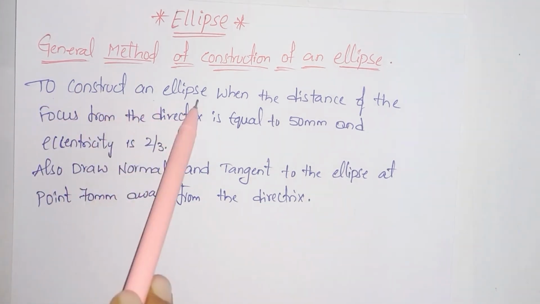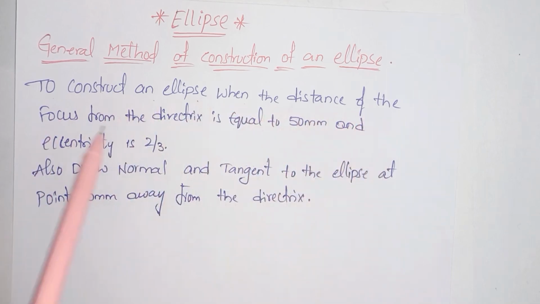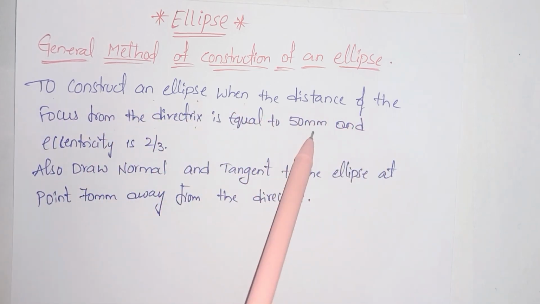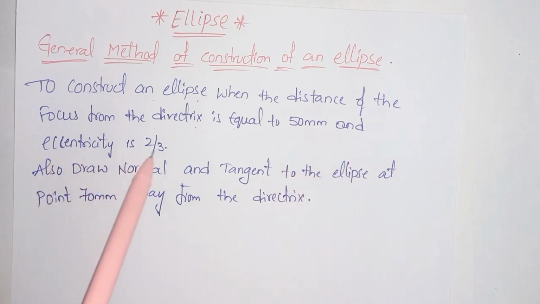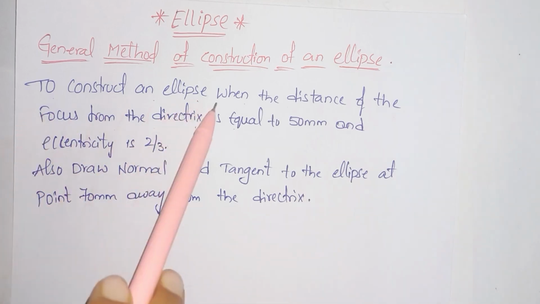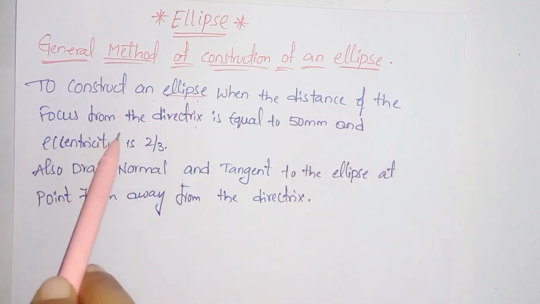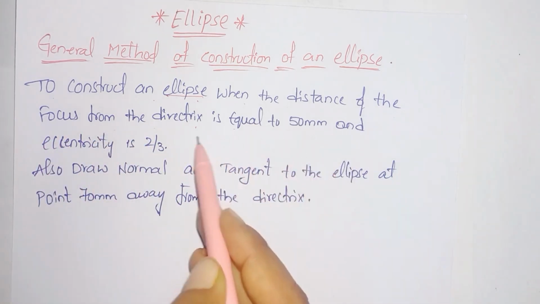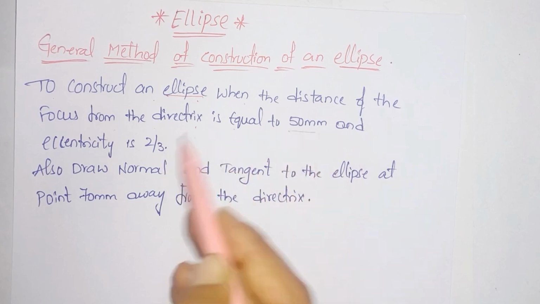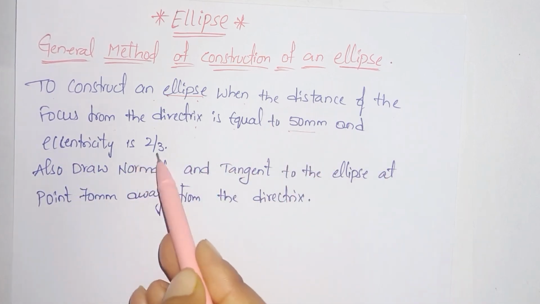To construct an ellipse when the distance of the focus from the directrix is equal to 50 mm and the eccentricity is 2/3. Also draw a tangent and normal to the ellipse at a point 70 mm away from the directrix. So, the construction of the ellipse: the distance from the directrix to the focus is 50 mm, from C to F is 50 mm, and the eccentricity E is equal to 2/3.